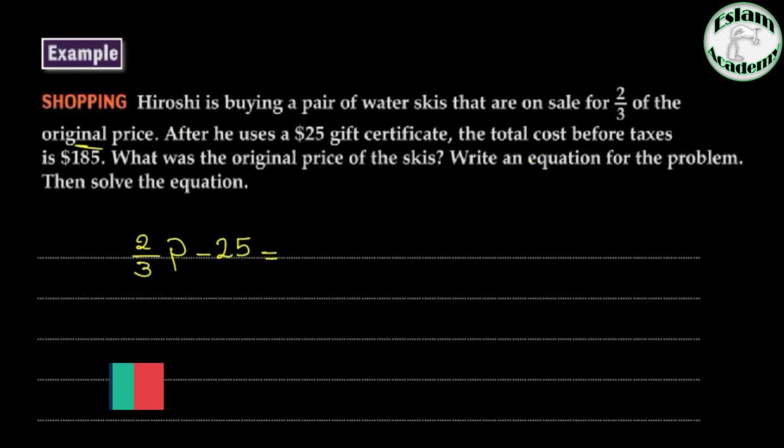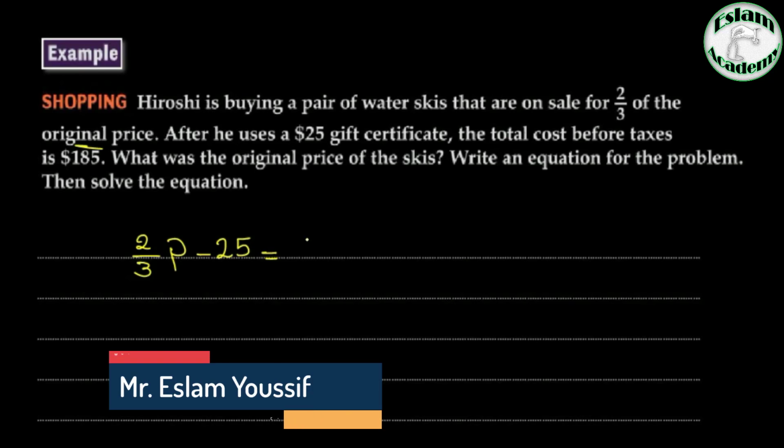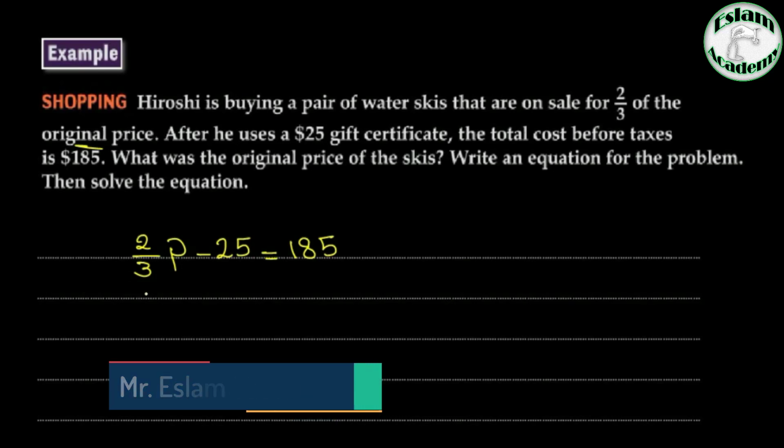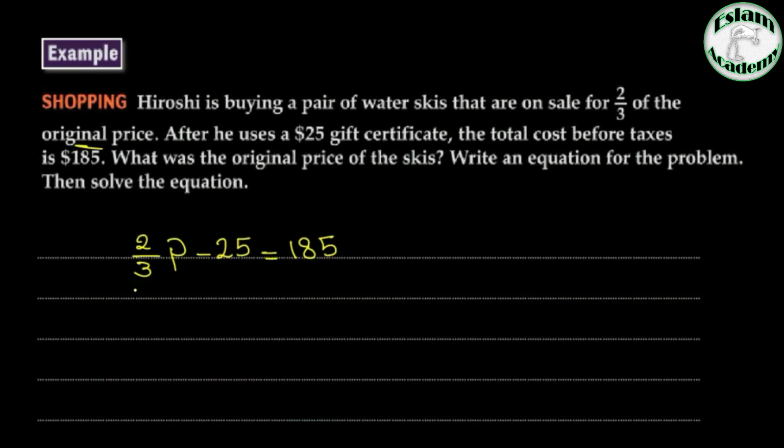The total cost before the taxes was $185. It means the total cost now will be $185, so he paid $185. Now we write the equation, and we need to find the original price. 2/3 P minus 25 is equal to 185.